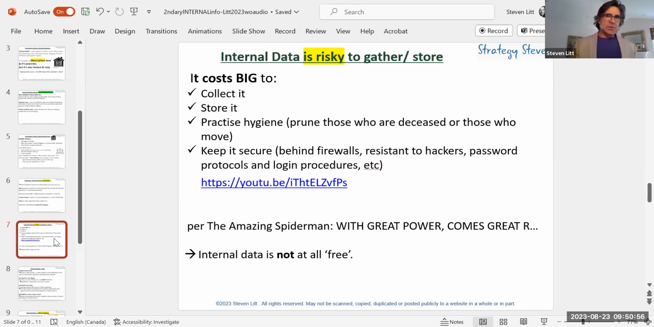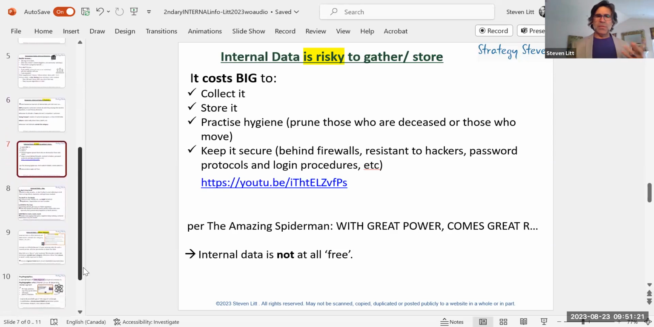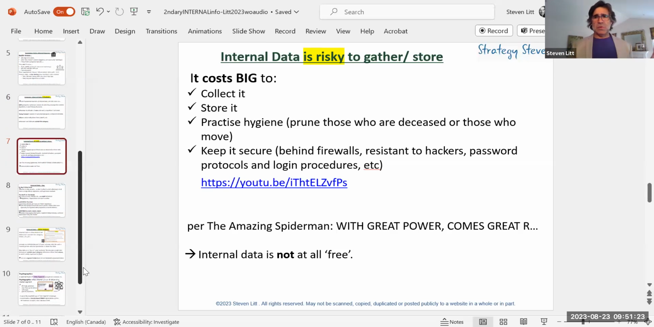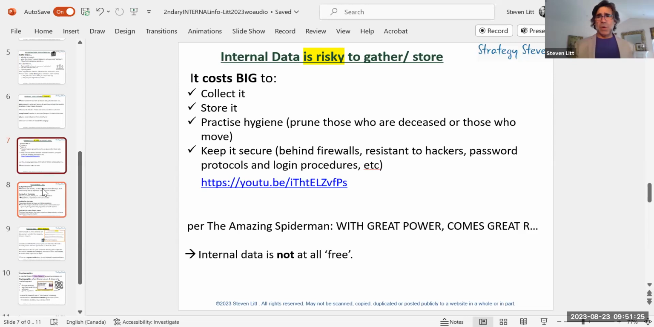The riskiness of internal data. Remember, it costs big to collect, store, practice hygiene, so you're getting rid of people who've passed away or moved away, and to keep it secure. So do not underestimate the costs and do not go in this cheap. As the amazing Spider-Man says, with great power comes great, you got it. It's not free, in other words. Don't think of it as free. Never think of internal customer data as being free.